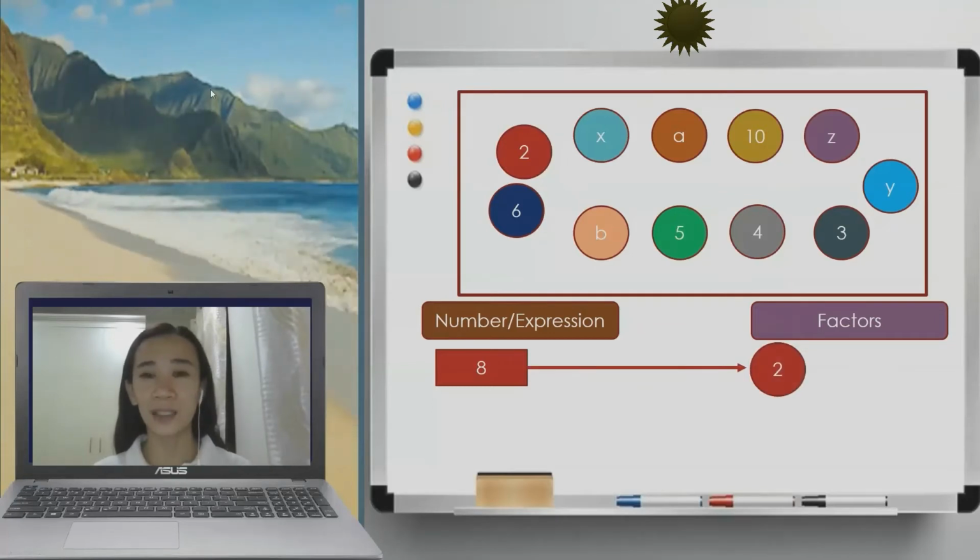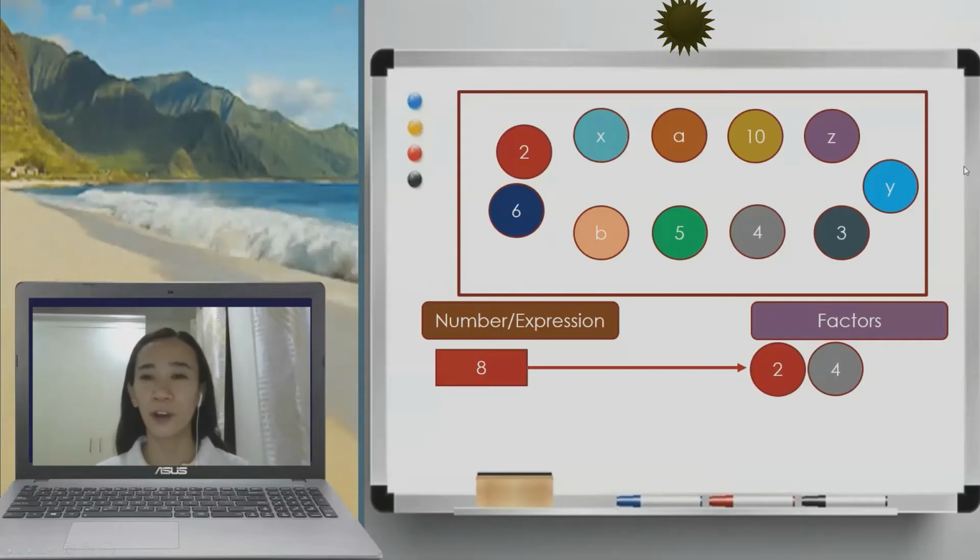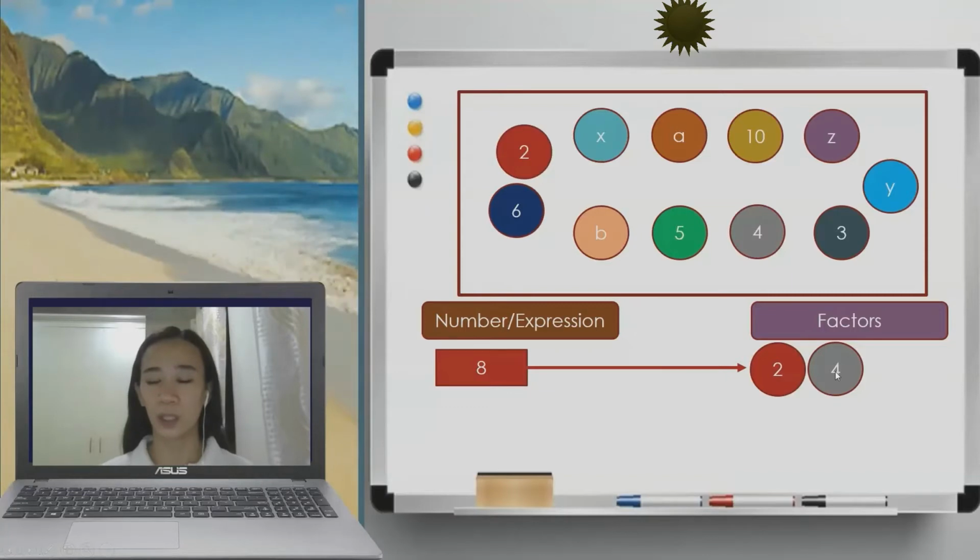Can we divide 8 by x? No. By a? No. By 10? No. By 3? No. By 4? Yes. By 5? No. By b? No. By 6? No. Therefore, from these choices, the factors are 2 and 4.